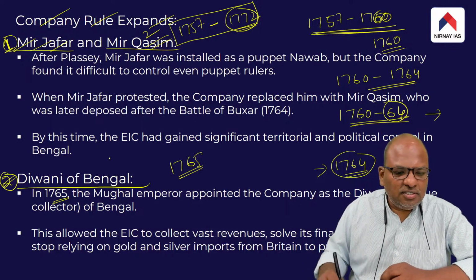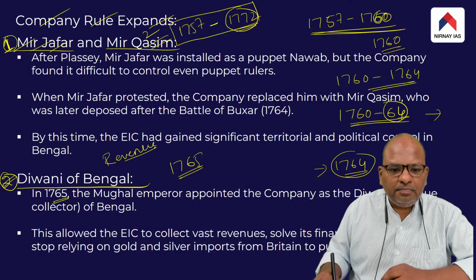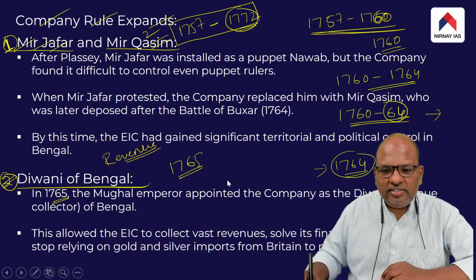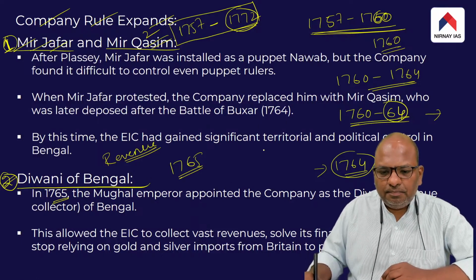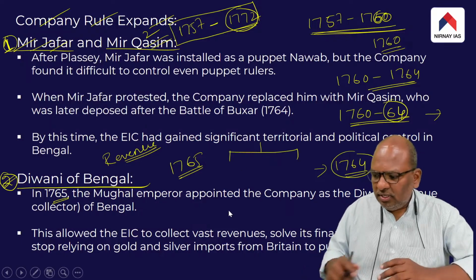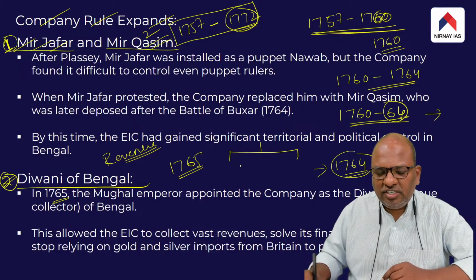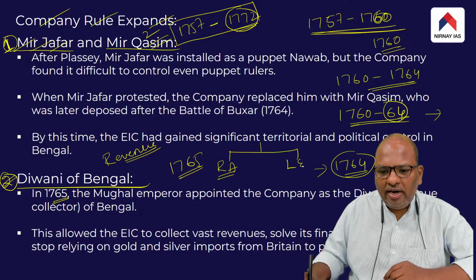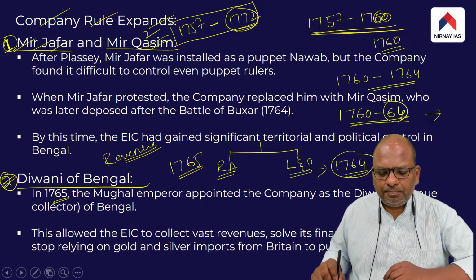Diwani, in other words, refers to the revenue administration. So basically, in 1765, the British classified administration into 2 types. They divided the Bengal administration into 2 parts. One is the revenue administration, and the second is the law and order administration.